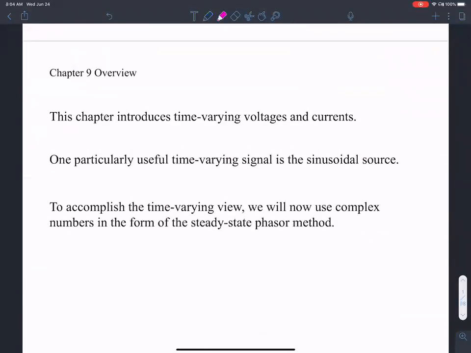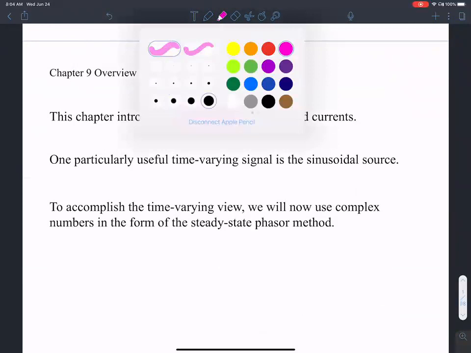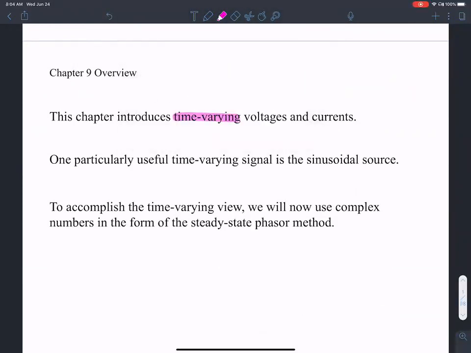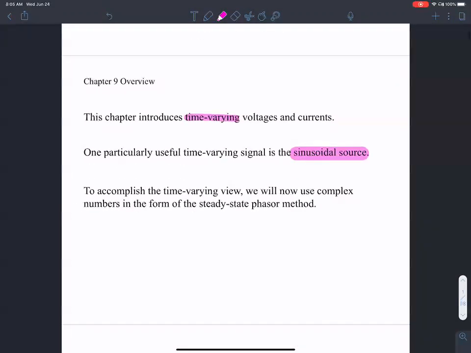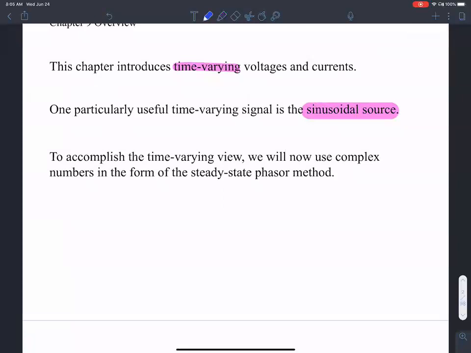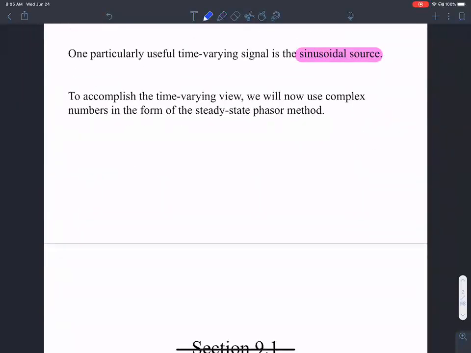So this chapter introduces the idea of time varying voltages and currents, something we did not discuss so far. And one particularly useful time varying signal is a sinusoidal wave. We'll also use complex numbers, which we're going to introduce in this topic. How can you use complex numbers? 5 plus j4 or 3 plus j4, a number that has both a real part and an imaginary part.